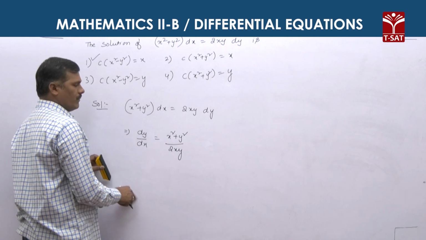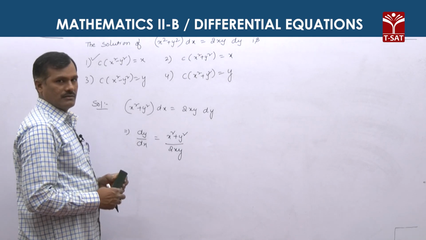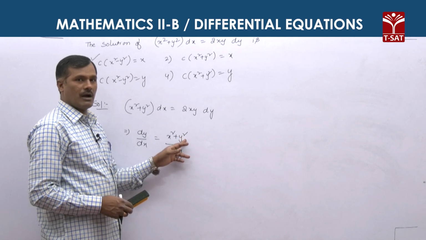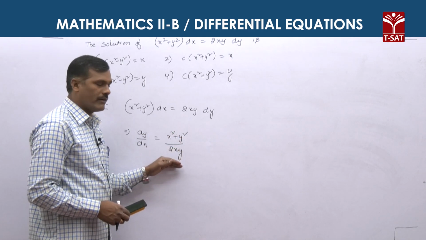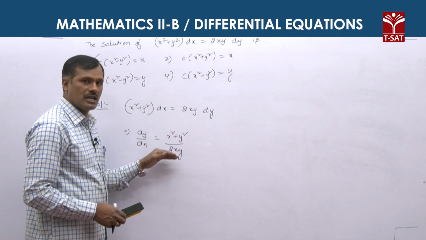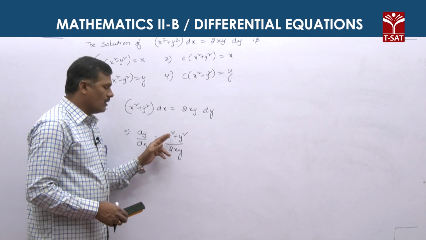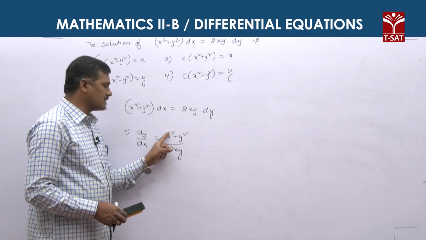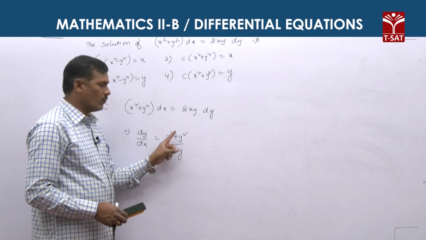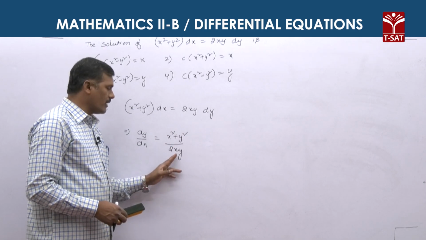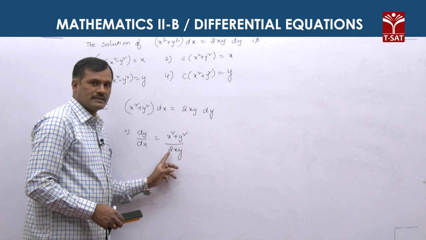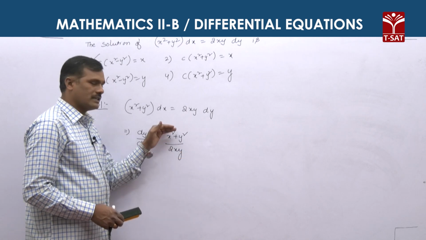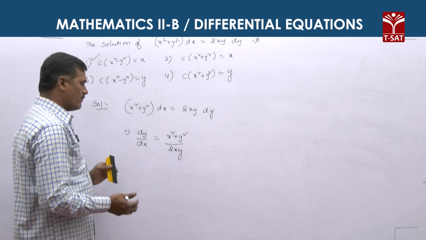So this is a homogeneous function, because f of x comma y is the numerator and g of x comma y is the denominator. Both f of x comma y and g of x comma y are of the same degree. x square has degree 2, y square also has degree 2. In the denominator, x power 1, y power 1 is a monomial, and the sum of the exponents is 2. So it is a homogeneous equation.